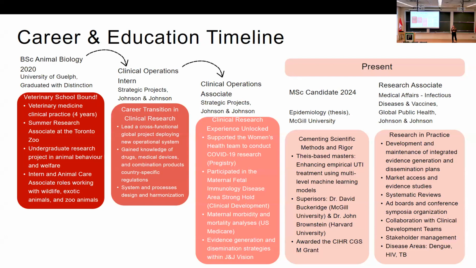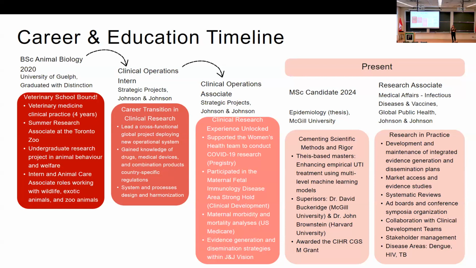Now I'm doing my master's because I really want to cement my scientific rigor and methods, technical skills. And so I'm doing an epi degree, as I mentioned, with Dr. David Buckeridge at McGill, and I'm co-supervised by Dr. John Brownstein, who's at Harvard. And my thesis topic is looking to build multi-level machine learning models to predict antibiotic susceptibility of UTI-causing pathogens, and really hoping to enhance the empiric treatment process and hopefully slow down the spread of antimicrobial resistance. And this is where my animal biology background comes in as well. And I've also been awarded the CIHR CGS-M grant for this thesis.